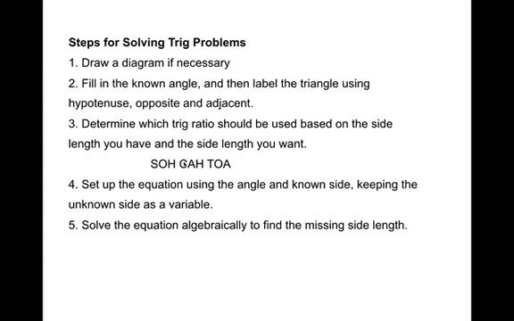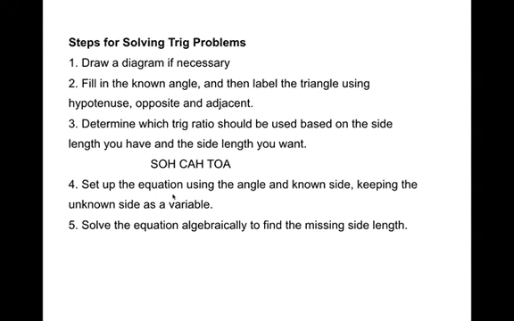The cosine ratio of an angle is equal to the adjacent side length divided by the hypotenuse side length. So that's why you see "CAH", right? Cosine is adjacent divided by hypotenuse. And then your tangent ratio of an angle is equal to the opposite side length divided by the adjacent side length.